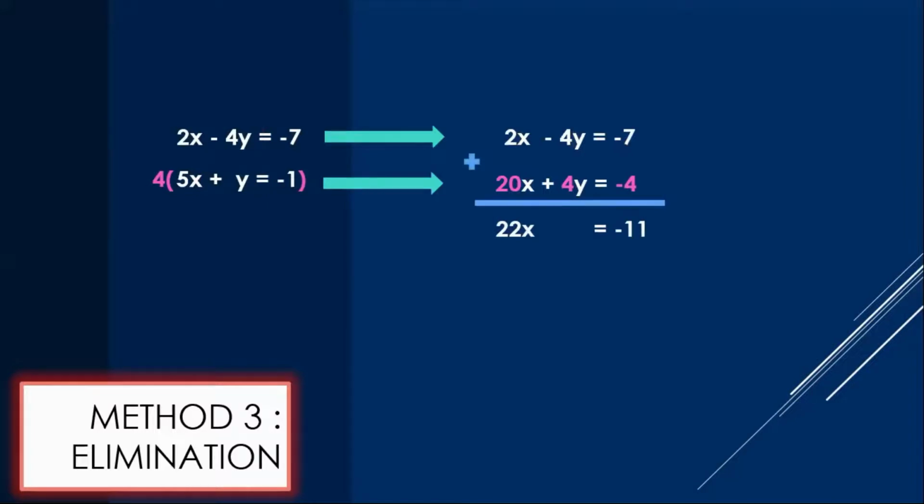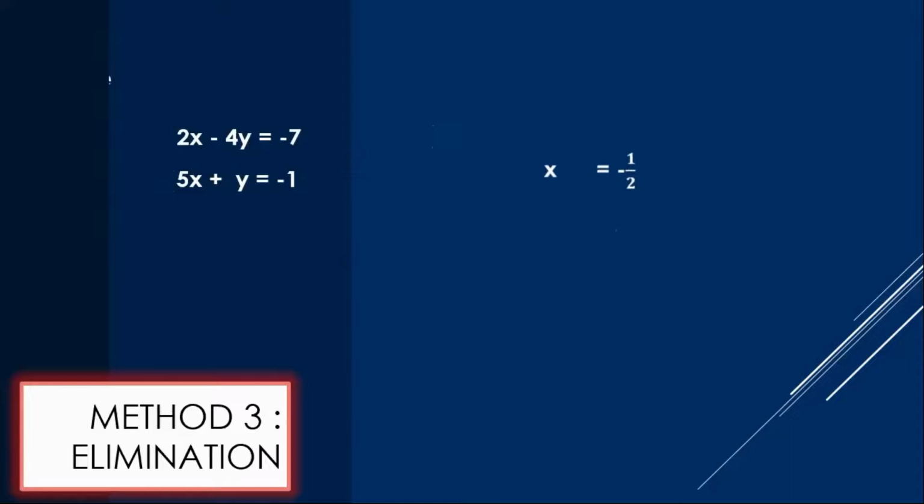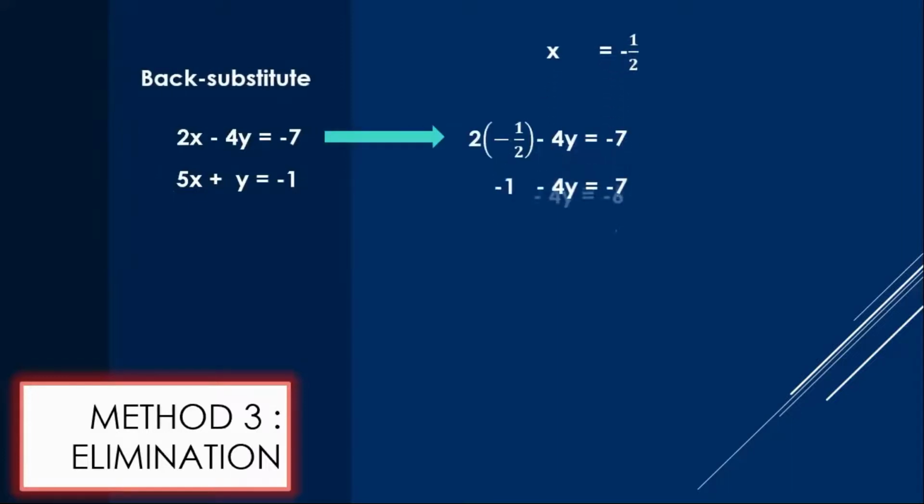Because I multiplied by the 4, I get cancellation of the y's. So when I add these two equations, the left-hand sides and the right-hand sides, all I get is 22x equals -11, no y. Solve for x, get x equals -1/2. I back substitute. I'm going to take that x equal -1/2 and plug it into the first equation there. I get y equals 3/2.